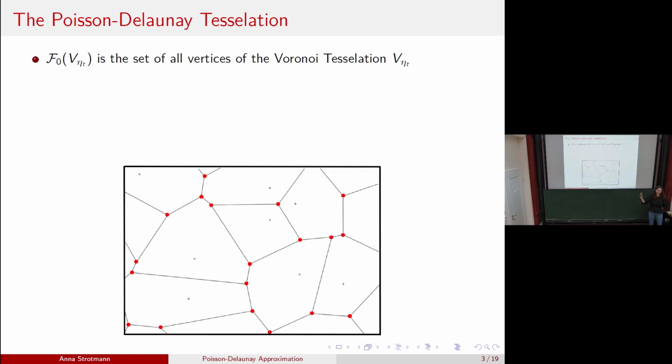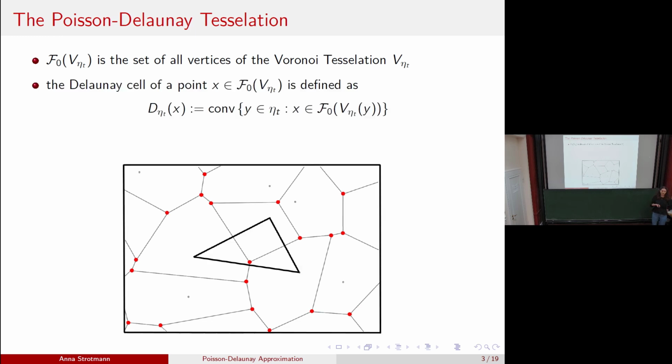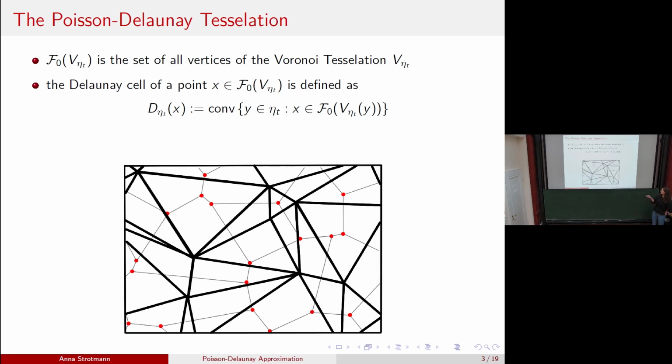Now, to construct the Poisson-Delaunay tessellation, we consider the set of all vertices of the Poisson-Voronoi tessellation. We call the set of the vertices F_0, and for some point x in the set F_0, the Delaunay cell is defined as the convex hull of the centers of the Voronoi cells which have this point as a vertex. Again, the union of all Delaunay cells is called the Poisson-Delaunay tessellation, and you can see it here. The point x is called the center of the Delaunay cell.